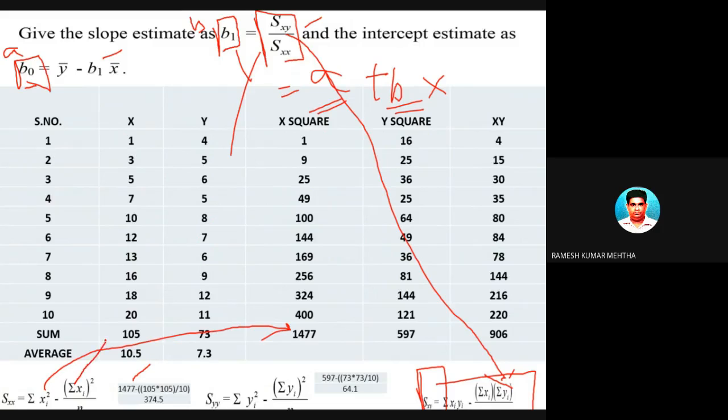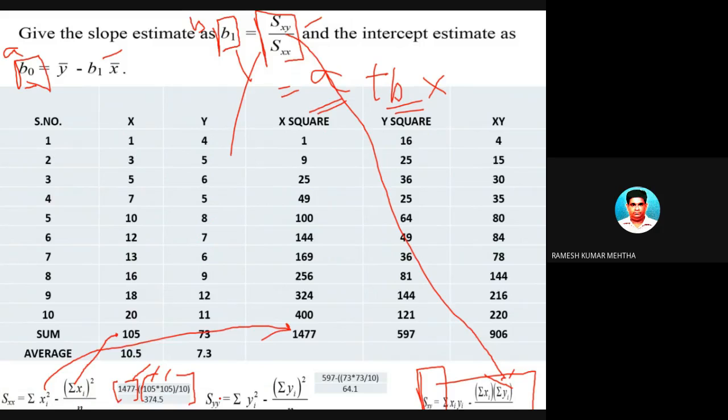Sum of x. This is sum of x whole square: 105 into 105, whole square divided by n. This is n, where n is the number of elements. So this is one part and this is the other part. And if you calculate, you will get some answer.